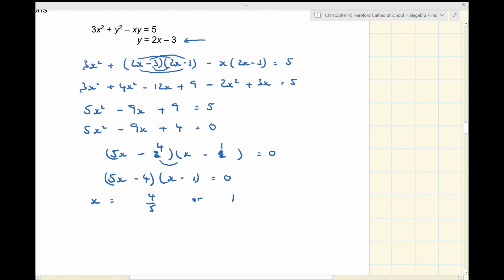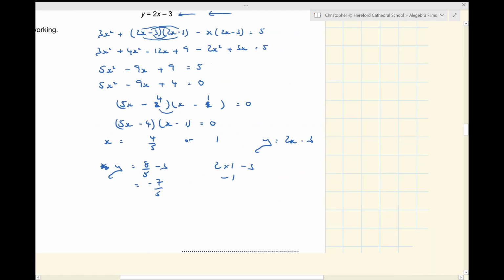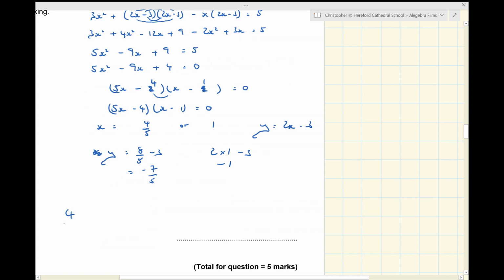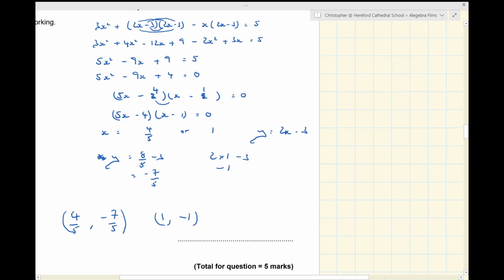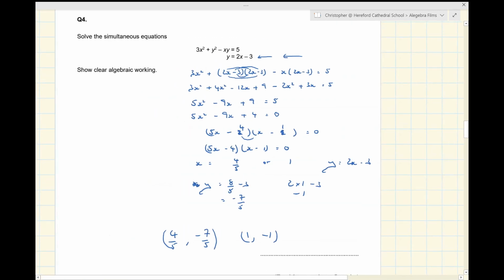Now, what about y? Well, y is 2x minus 3, according to this equation here. So if x is 4/5, then y will be 8/5 minus 3. Well, that is minus 7/5. Or if x is 1, then y is 2 times 1 minus 3, which is minus 1. So my two solutions are that x is 4/5 and y is minus 7/5, or that x is 1 and y is minus 1. And there is question 4 done.